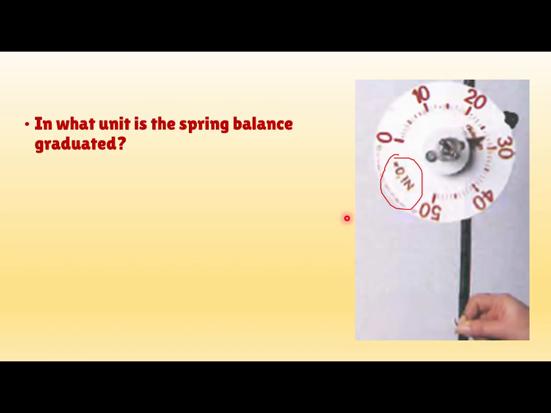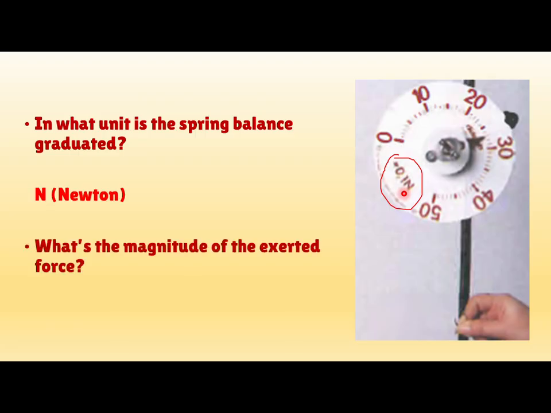So in what unit is the spring balance graduated? As we say, Newton. What's the magnitude of the exerted force? 27, because the arrow gives us 27, and we should multiply it by the scale, 0.1. So it is 2.7 newtons. This is the magnitude of this force. Understand?